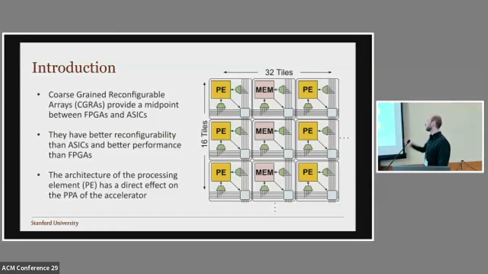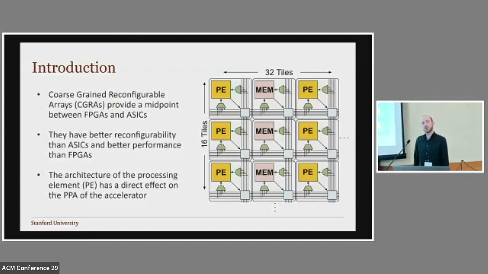If you're unfamiliar, this is what the overview of a CGRA looks like on the right. It's a tiled accelerator architecture. In this case, there are two different types of tiles, PEs, or processing elements, that do the compute within your application, and memory tiles, which store and buffer data. These tiles are connected by a reconfigurable interconnect. And this interconnect works at the word level rather than the bit level. So they are much more performant and more energy efficient than FPGAs. However, they're much more reconfigurable than application-specific hardware accelerators.